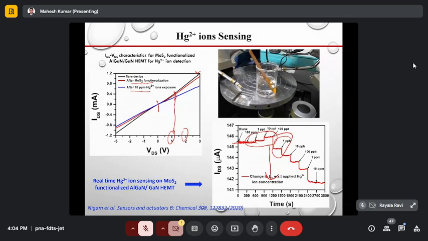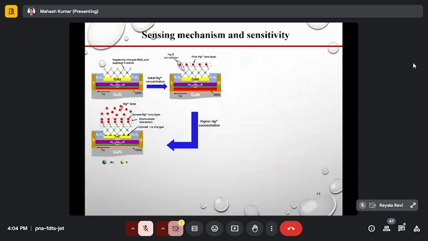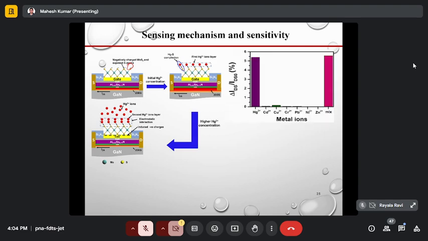For more detail, you can refer to this paper. In 2020 we published our first paper, basically on how to detect mercury ions. You can go through this paper. Here is the mechanism: initially we have some negative ions, or this negative charge. When mercury ions come with positive charge, there is an increase in the current, and then it starts decreasing.